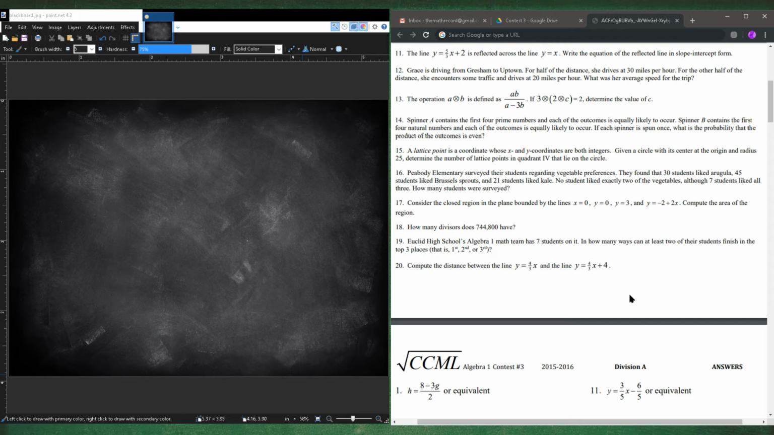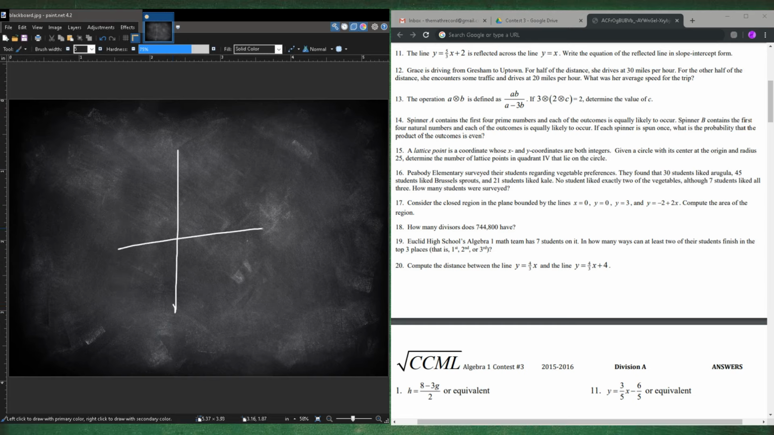Consider the closed region in the plane bounded by the lines x equals 0, y equals 0, so it's just the coordinate axes, y equals 3, and y equals negative 2 plus 2x. So negative 2 plus 2x, somewhere around here. We're going to have to find this, basically. Compute the area of the region. We just need to find this. We already know that this height is 3, so now we just need this one.